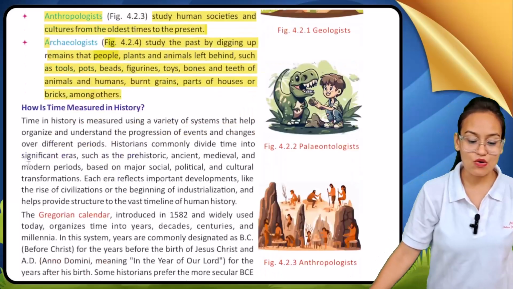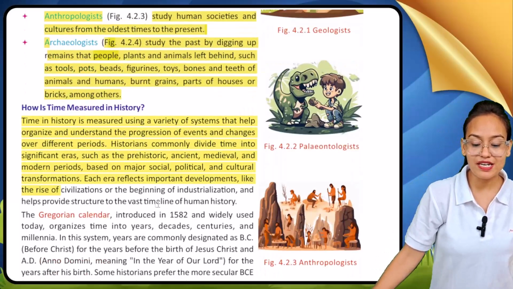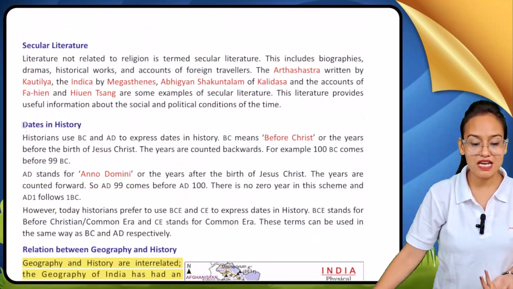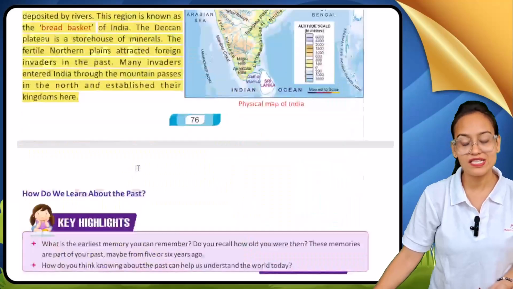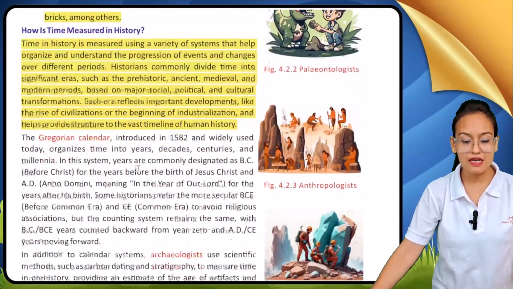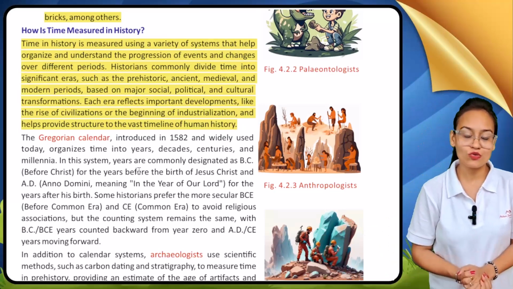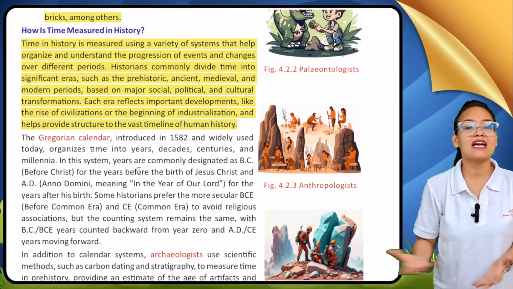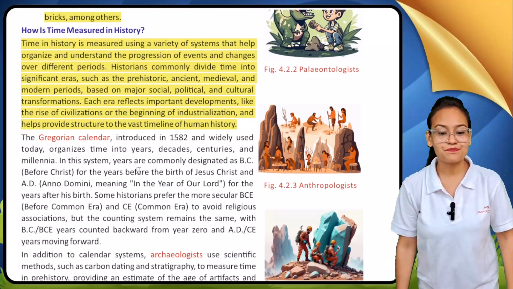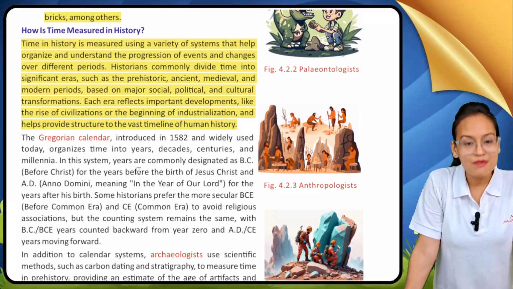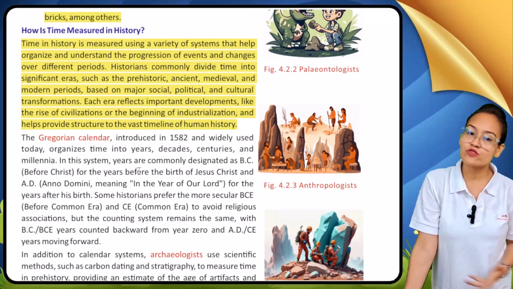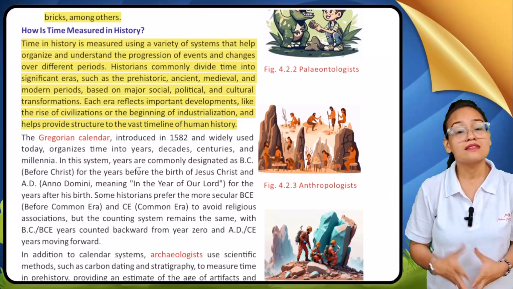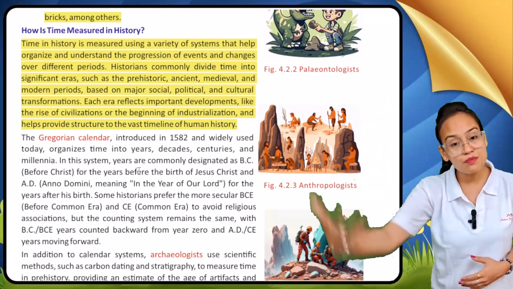Now, my dear students, how is time measured in history? In our previous part, we discussed Anno Domini and Before Christ, BCE. But here the question comes: how are these times measured? Here we are going to see. Time in history is measured using different types of systems over different periods, meaning the events and changes that come throughout the period of history.